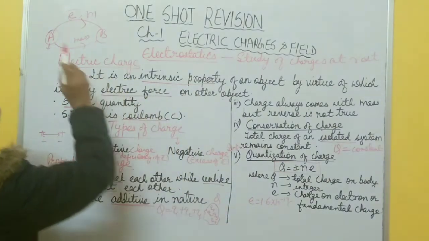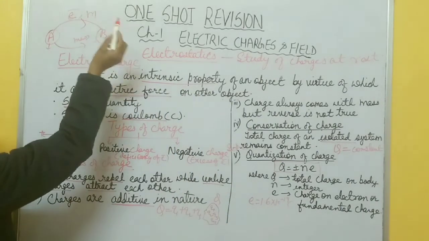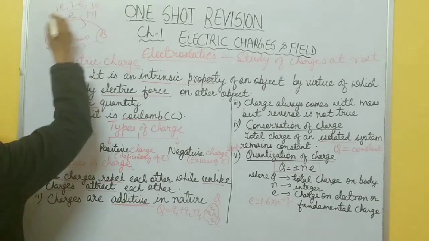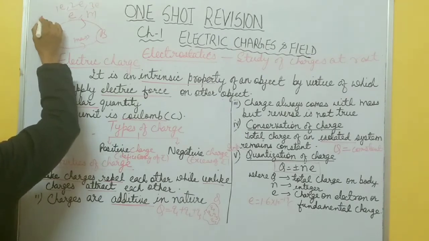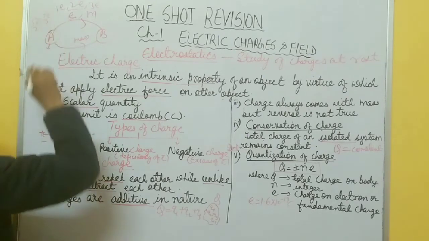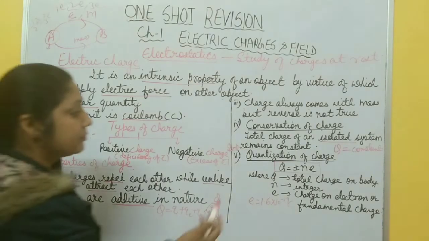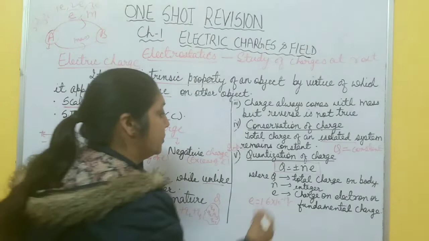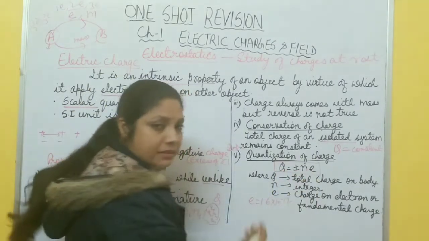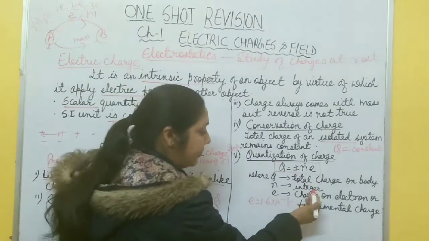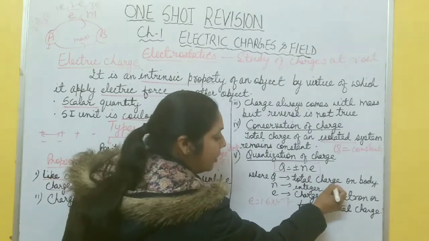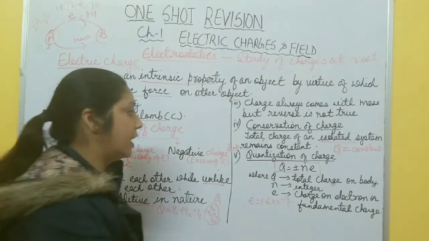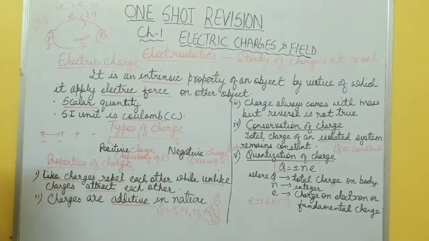Suppose there is transfer of electrons from this body to this body. The transfer may be 1 electron, 2 electrons, 3 electrons, not a fractional value like half an electron or 2 by 3 electron. Charge is always an integral multiple of this smallest value of charge. So, the formula becomes Q equals plus minus Ne. N is an integer, Q is the total charge on the body, and e is the charge on an electron or fundamental charge, right? So, these are different properties of charge.